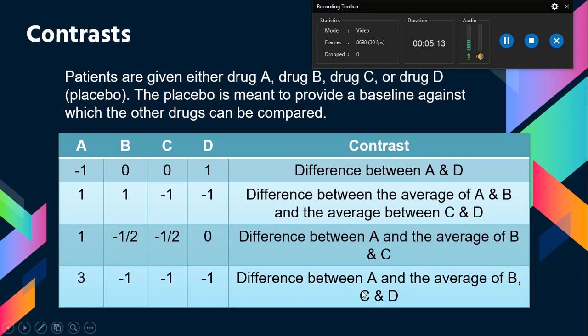For the last one, the difference between A, and the average of B, C, and D. So A is a standalone drug. I'm assigning it a coefficient of 3, and then B, C, and D are all -1s to get that sum of 0. But maybe you assign it a -3, and then B, C, and D have to be +1s to offset that sign. So hopefully that's clear on how to assign a coefficient. You get to set them up.